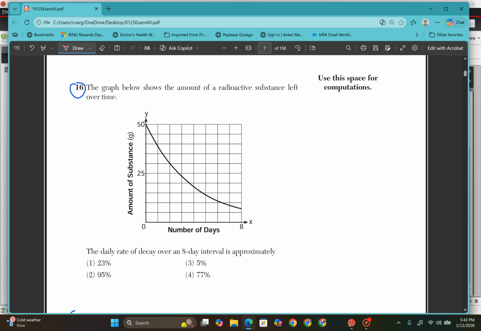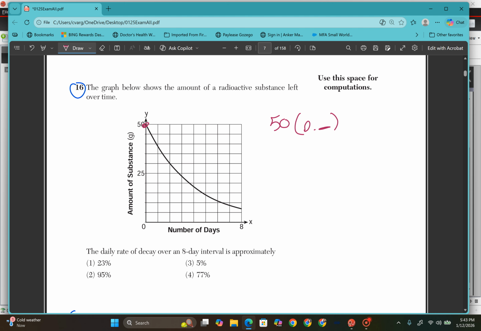All right. Next one. We have a graph, daily decay rate. So we're going to figure out the daily decay rate over an 8-day period. An 8-day interval is approximately. So we want to look and see approximately. Okay. So if we look, let's see if we can figure out anything that this gives us. So our starting amount is 50. So 50, and then we have times some sort of decay rate, right? Decay means that it's going down, it's less than 1. So 0 point something, some sort of number.